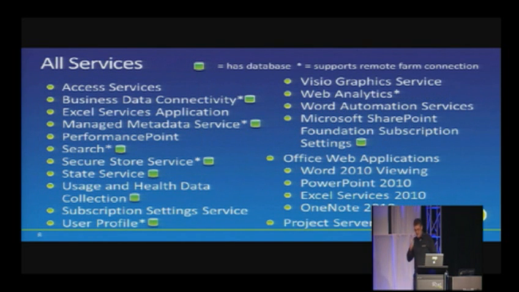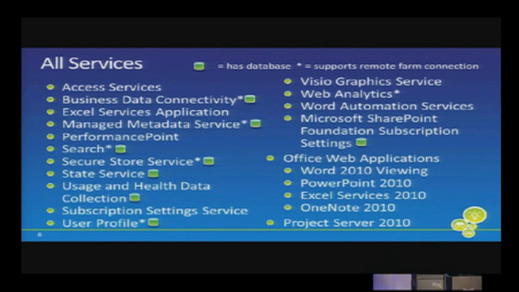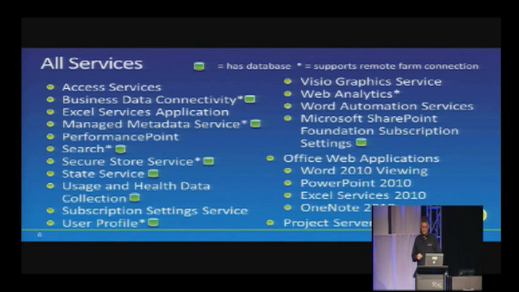So these are all the services out of the box for the enterprise version with web applications and Project Server installed. So there's quite a few of them. What I've indicated on here is which service applications have their own database. So the little database symbol indicates those ones have their own database to start with. And also the asterisk indicates whether they support remote connections from other farms. So proxies running on other farms connecting to the service application running on this farm.